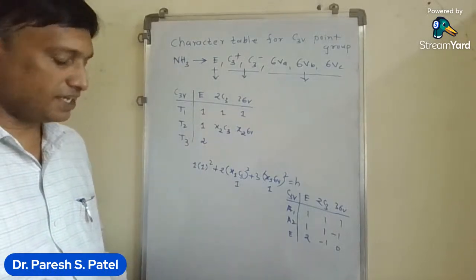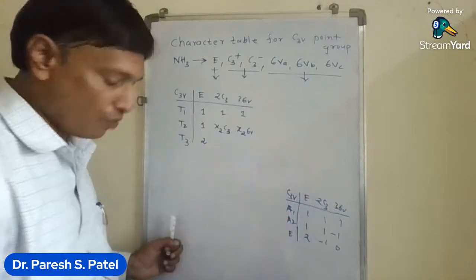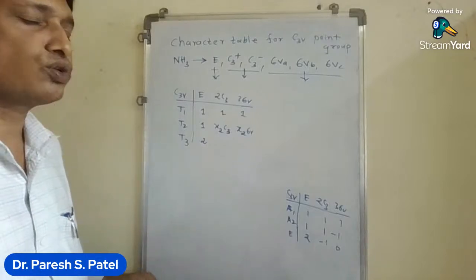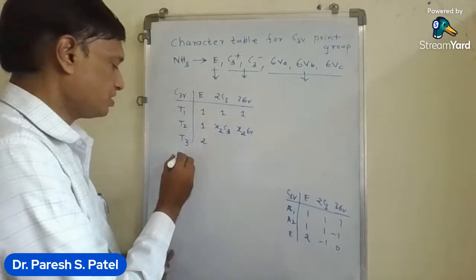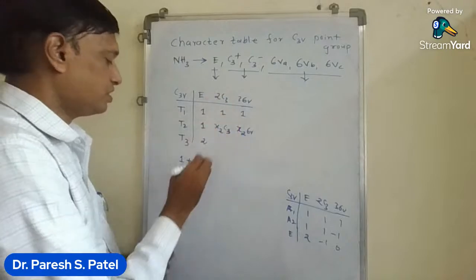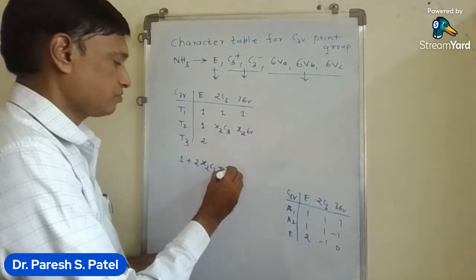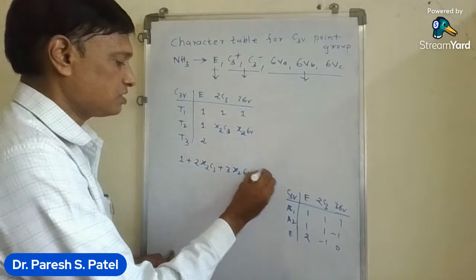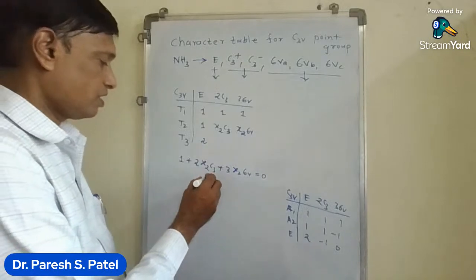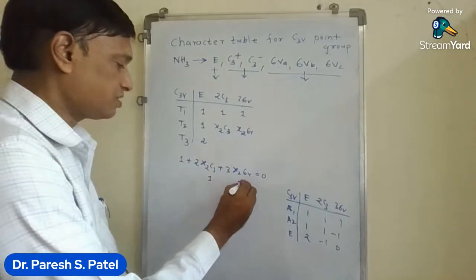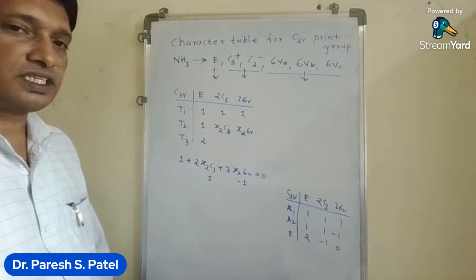Now to get the values for the character of the second irreducible representation, according to characteristic number 4, any two irreducible representations are orthogonal to each other. So if we take T1 and T2, then 1 into 1 into 1 is equal to 1, 2 into 1 into character 2 C3 plus 3 into 1 into character 2 sigma V is equal to 0. Now this equation can be satisfied if the value for character C3 is equal to 1 and character 2 sigma V is equal to minus 1.